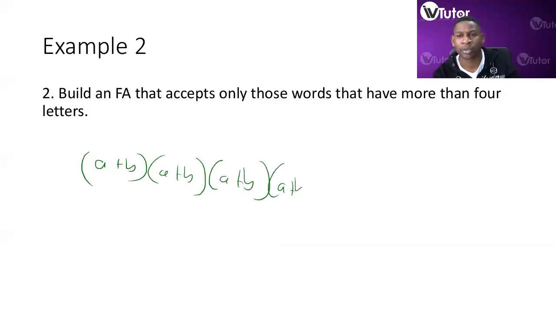Third one, A or B. Or more than 5 letters, then A or B. That is more than 4 letters. So more than 4 means 5 and above. So once you've got these 5, you can simply put a closure like that. A plus closure, meaning you can repeat this more and more. Alright, so that's the finite automata for this.